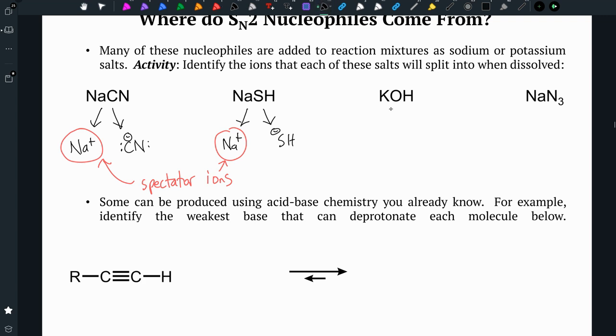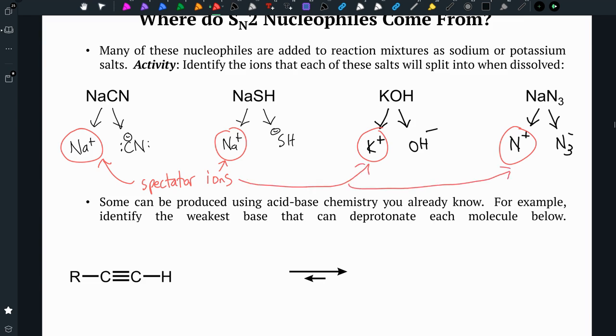Same thing goes for OH minus. I can use KOH or NaOH. It'll have the same effect. For azides, I can just choose the sodium or potassium salt. And again, these positive ions are just going to be spectator ions.